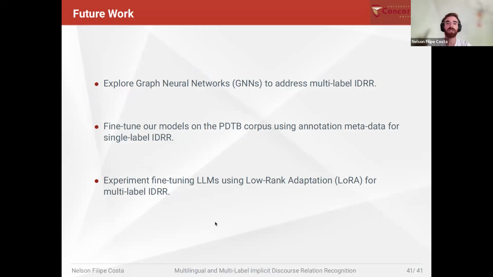There are still a few research directions I'm not sure I'll be able to explore since I'm graduating in October, but they're open for future work, which is exploring graph neural networks to address the multilabel IDRR problem. And in the context of transfer learning between Discourse Gem and PDTB, could we further fine-tune our Discourse Gem models on the PDTB data, also using the metadata from single-label IDRR? And instead of just prompting LLMs, try fine-tuning LLMs using low-rank adaptation methods, more commonly known as LoRA, for multilabel IDRR. And this is it.